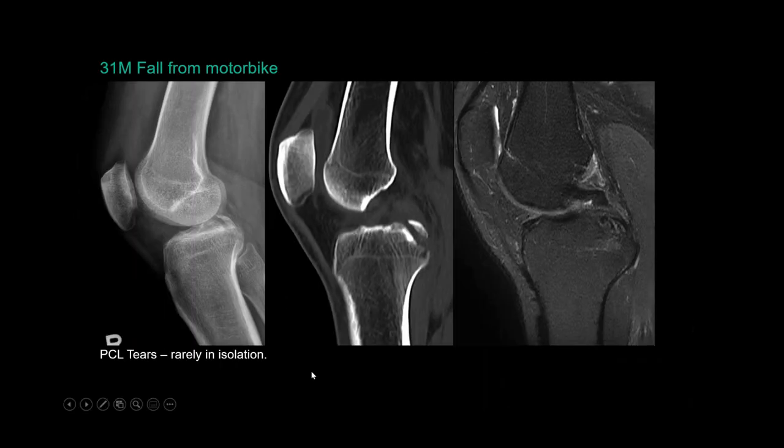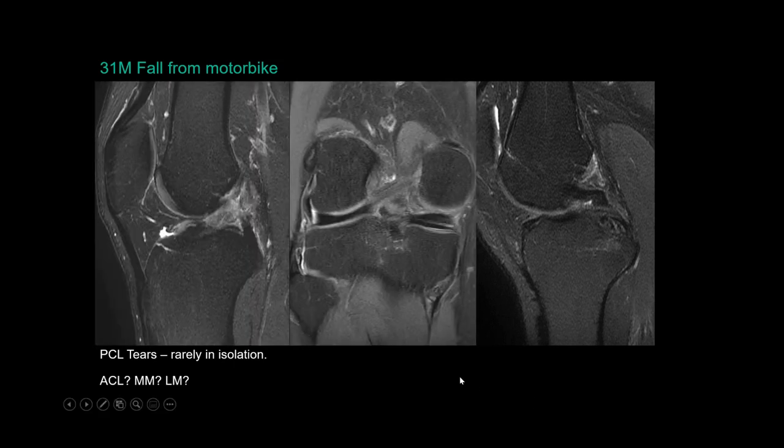When we talk about PCL tears, you can see the avulsion injury where the posterior tibial insertion point of the posterior cruciate ligament. This never happened in isolation, so please look at the anterior cruciate ligament. Is it torn or not? Look at the medial collateral ligament or the medial meniscus or the lateral meniscus. And in this case, you have tears to the ACL and the medial meniscus.